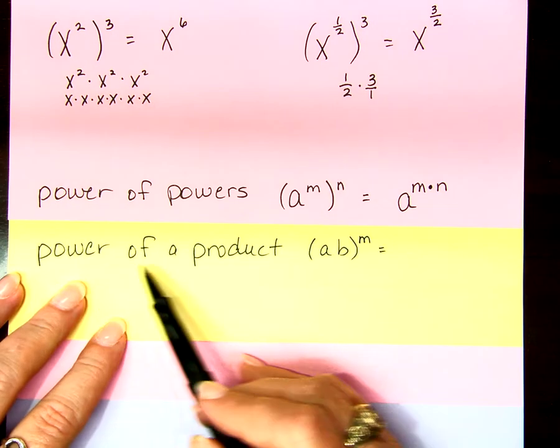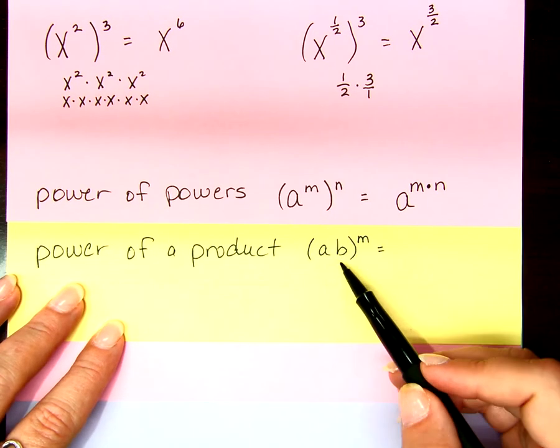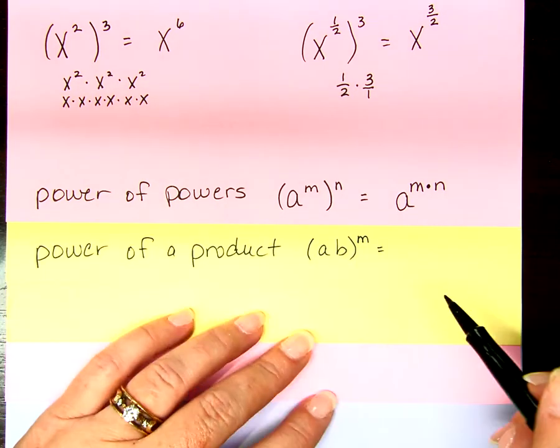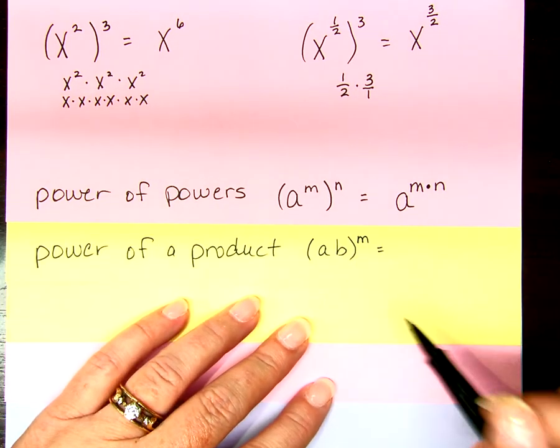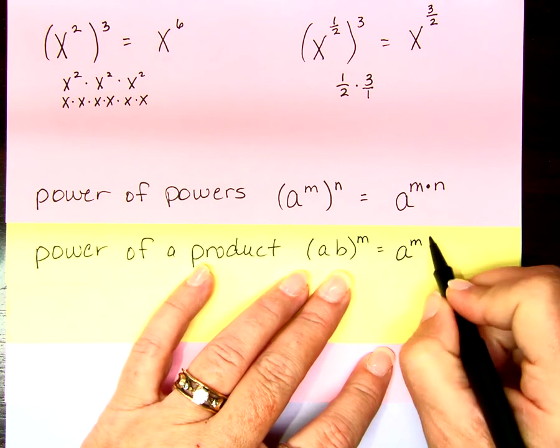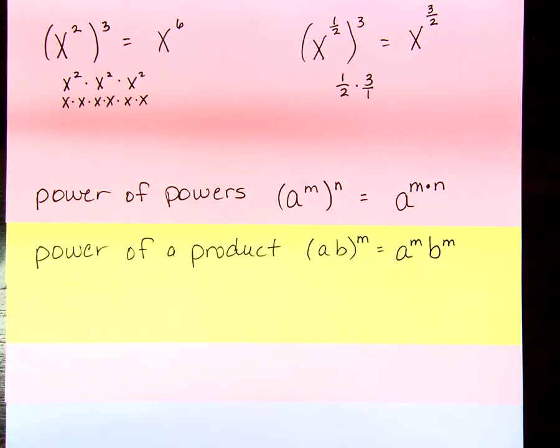So the rule for power of a product is (ab) raised to the m power. What is being raised to the m power? A and B, right? Both of them. So a to the m power, b to the m power.